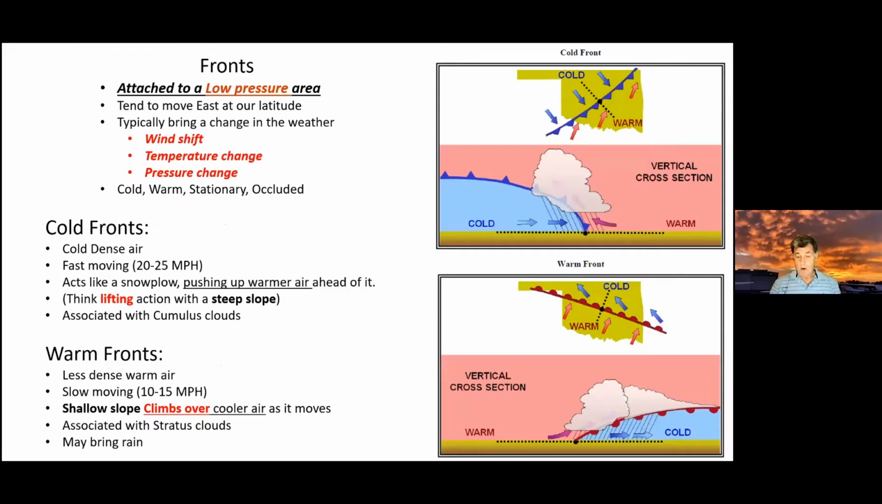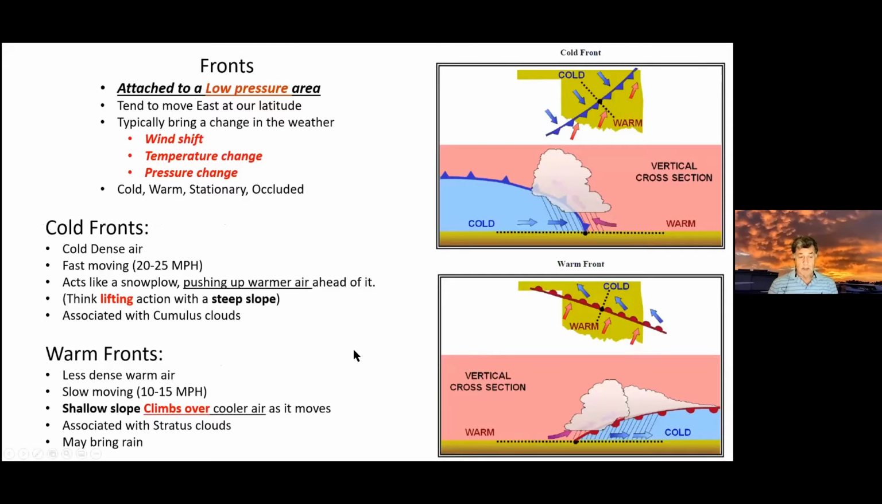Fronts are also all lifting mechanisms, right? So a cold front is cold, dense air moving towards comparatively warmer air, and it moves pretty quickly. Cold fronts move between 20 and 25 miles an hour, and it has a fairly steep gradient. So its lifting is fairly significant compared to a warm front, for example. So there's your lifting with the cold front.